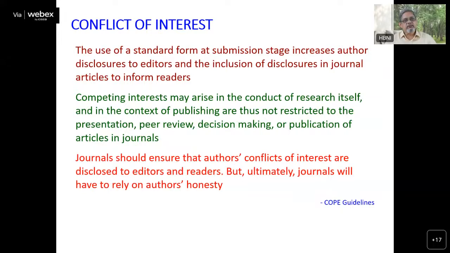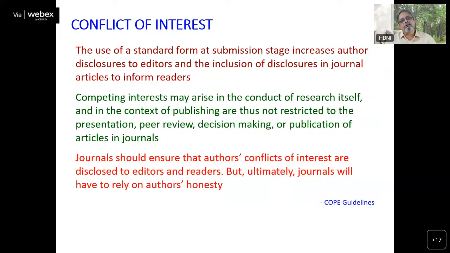So it increases the author's disclosure to the editors, and also these disclosures are included in the manuscript so that the readers of those articles are well informed about these competing interests, if there are any. So as I said earlier, this can arise during the conduct of research itself, and sometimes in the context of publishing, they are just not restricted to the presentation, peer review, decision making, or publication.